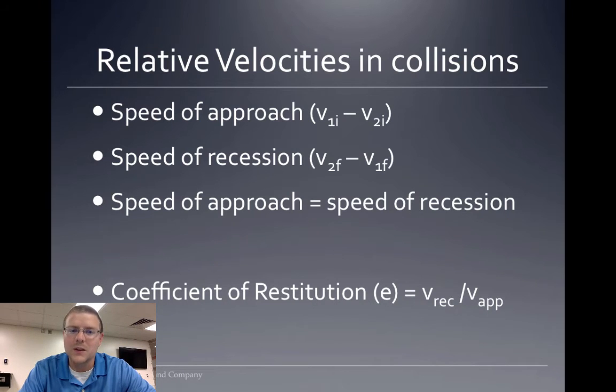If the speed of recession is 0, that means the two objects have hit and stuck together. And when they hit and stick together, that means that both objects are going the same speed. They are not pulling apart from each other after the collision. So the coefficient of restitution here goes between 0 for a perfectly inelastic collision and 1 for a perfectly elastic collision. Any fraction in between is that inelastic collision that will have momentum conserved but energy lost.